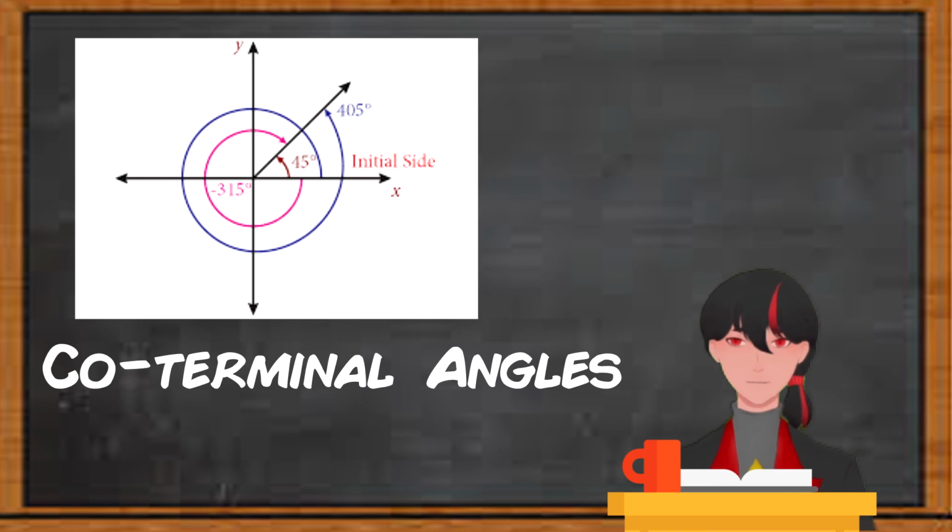There's also another type of angle. These angles are called coterminal angles. Now, a coterminal angle can be positive or negative. If you want a positive coterminal angle, just add multiples of 360, and if you want a negative coterminal angle, just subtract multiples of 360.